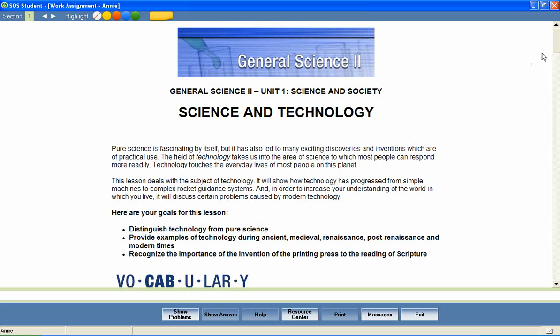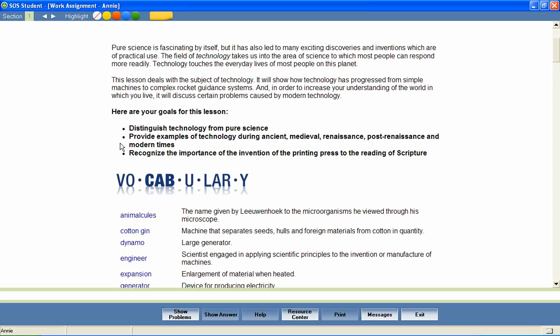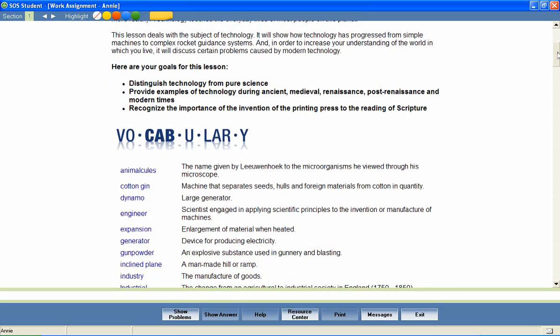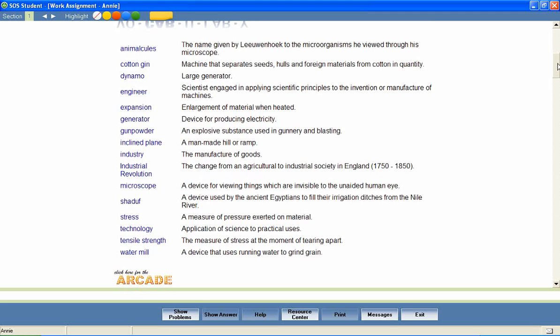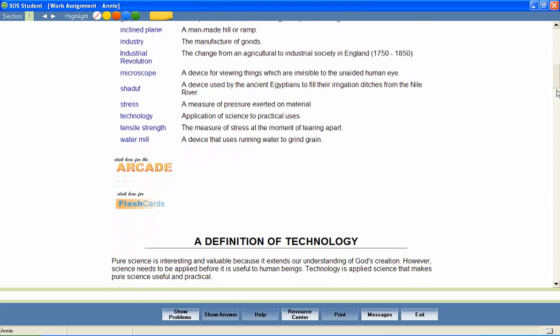Most Switched On Schoolhouse lessons begin with a brief introduction and a list of objectives for the lesson. These objectives help students stay focused on important lesson content and provide parents with an effective way to measure mastery of lesson content. At the beginning of most lessons, your students will also encounter a list of vocabulary words that will be used throughout the lesson. We've included several activities to encourage mastery of these important words.